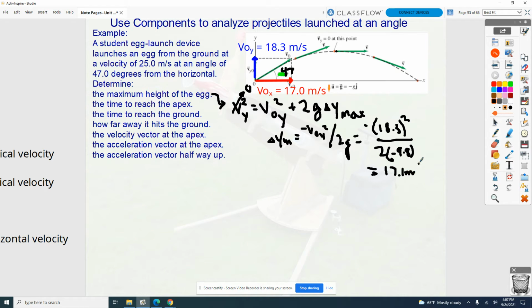Now, if you've already done our egg launcher project, you know that we had to get it up to at least a 5-meter height. This would certainly have gotten there. What's the time to the apex? Again, time is dependent on the vertical velocity, so let's try that one here.